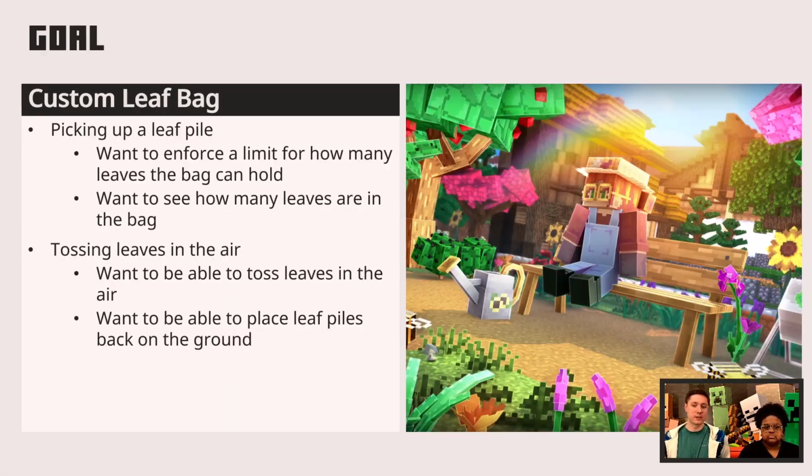Before we dive into it, let's talk about what we want to do with the leaf pile. The first thing we want is to make a leaf bag that you can pick up leaf piles with. Of course, a bag can only have so many items in it, so we want some way of enforcing how many items we have in it. We also want to see how many leaves are in the bag. That's assuming you want to use the item to pick up something with a block. But we also want to be able to right click in the air and toss the leaves in the air. And we also want to see the leaves fly around with particles and make it nice and cute.